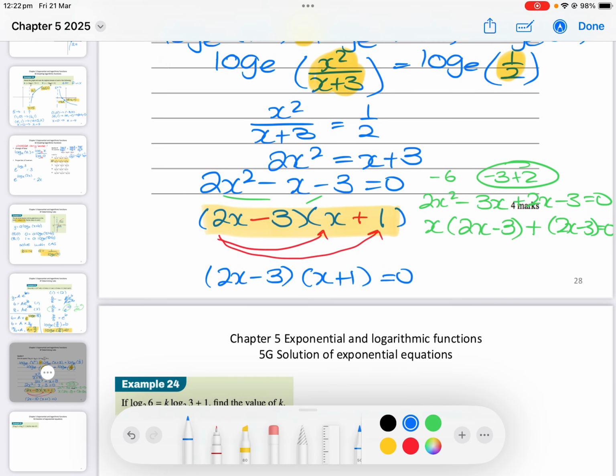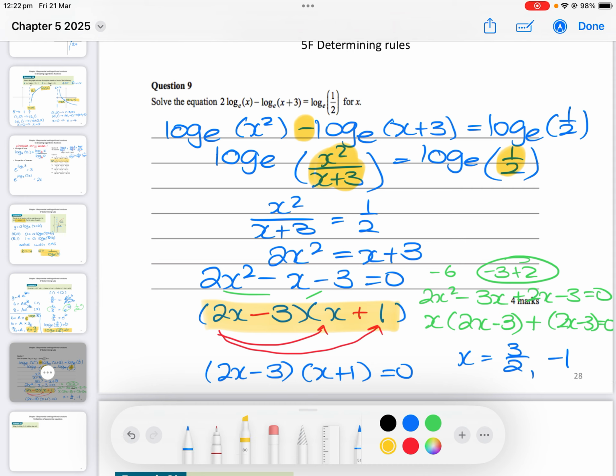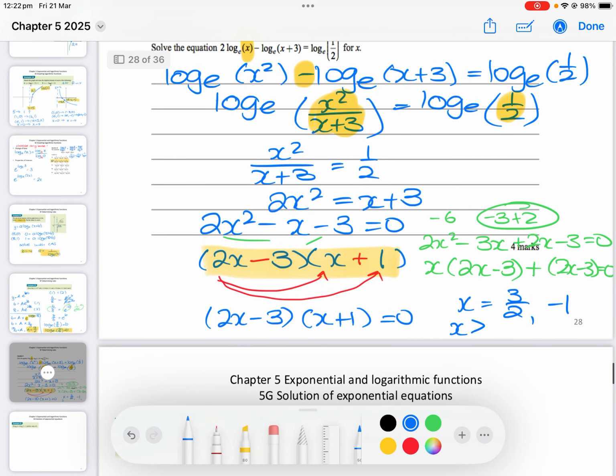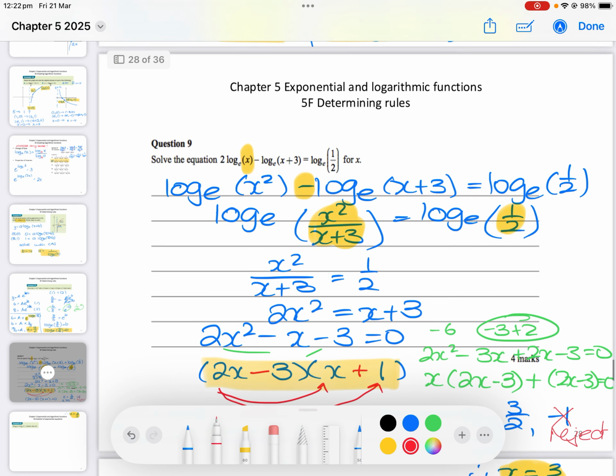So what do I have? x equals 3 over 2. x is minus 1, but x must be greater than 0. So x cannot be minus 1, so it doesn't hurt, right? x is greater than 0, therefore x equals 3 on 2 only. And you do have to reject this at some stage and not give both answers. Have we answered it? Yes, we have.